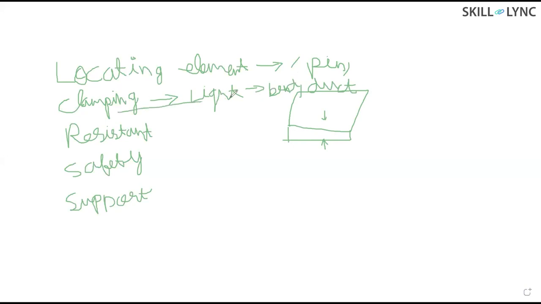So the clamping needs to be very light. It needs to be resistant, to resist all the tooling forces. It should be strong enough to resist all the tooling forces. If you consider safety, it needs to address safety concerns for the workers who are going to handle that. Any doubt in this? Any doubt till now? So it needs to provide the required support and rigidity to the component. Clear, guys?